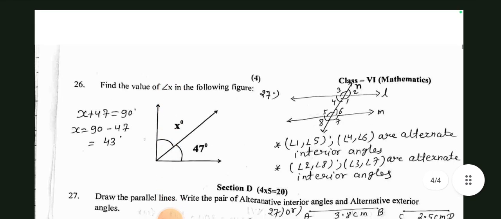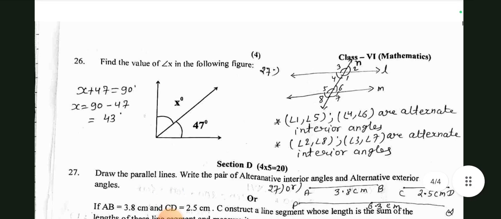Question 26, here one angle is given, and the question asks: x plus 47 is 90 degrees because it makes a complement. Here x equals 90 minus 47, which equals 43.